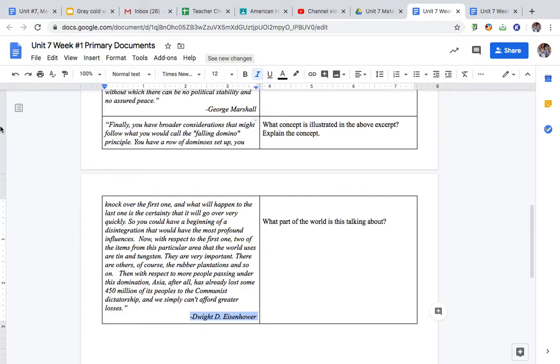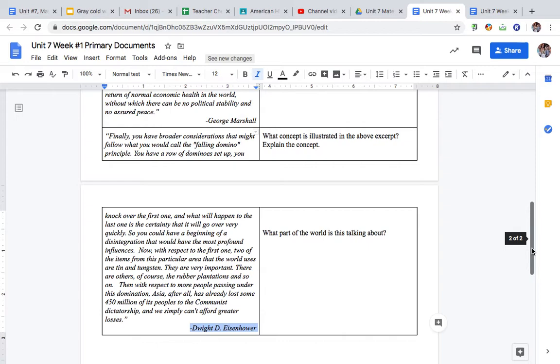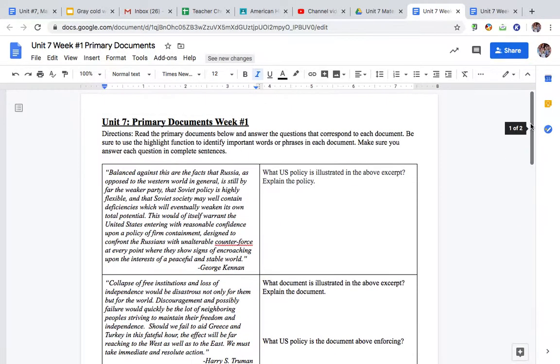Dwight D. Eisenhower. Okay, so what policy is he talking about? Again, look very carefully. They lay it out for you, so don't get tricked by the author. So what concept is being explained, and then explain what they're talking about, and then what part of the world are they most worried about? What are they talking about? Okay, if you have any other questions, reach out to me.